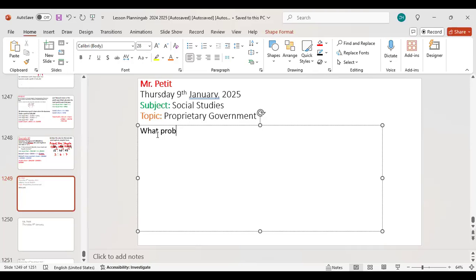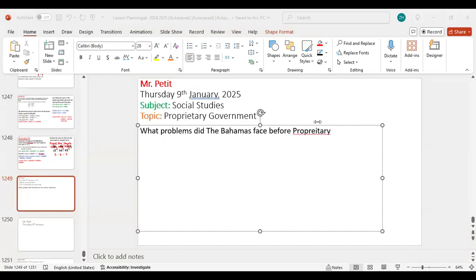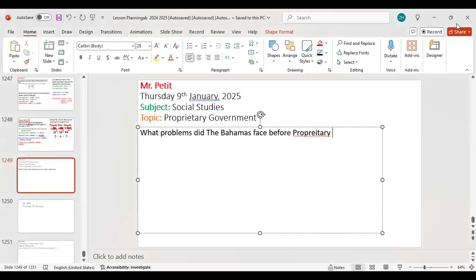So let's talk about what problems the Bahamas faced before the Lord Proprietors, or before proprietary government. One second, let me change that. You're writing that question down, right? Yes.